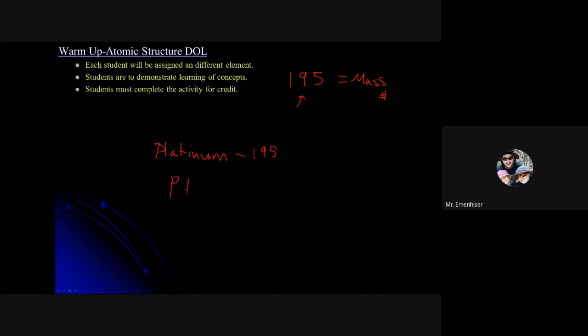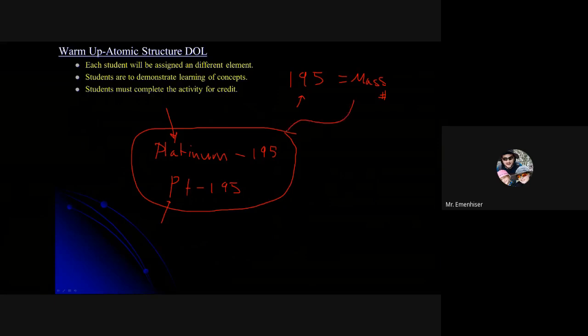Or I can put Pt-195. Either of these is okay. This is isotopic notation. This is the name of the element or the symbol for the element. And this is the mass number.